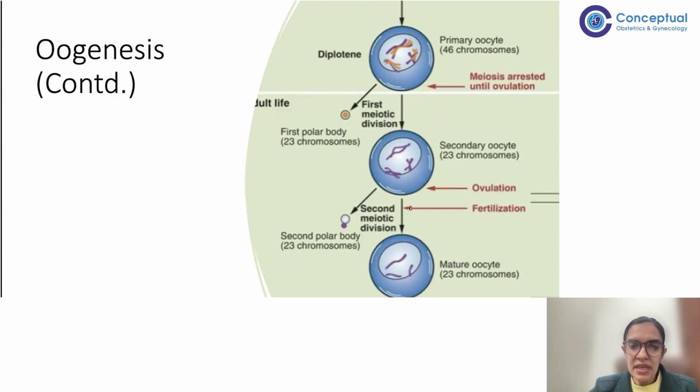Now, after fertilization, the second meiotic division is completed. So all the 23 extra chromosomes get released as the second polar body, and the mature oocyte has 23 chromosomes now. This happens after fertilization.